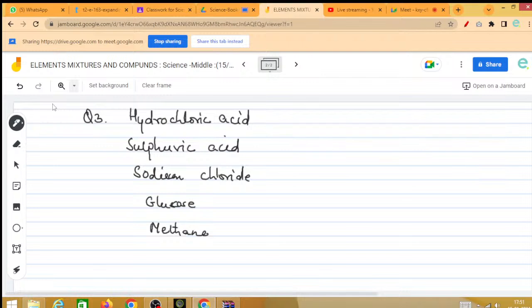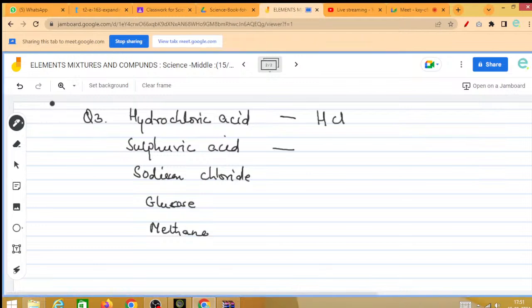Hydrogen plus chlorine, HCl. Sulfuric acid: 2 atoms of hydrogen plus sulfate, SO4. Sodium chloride: sodium plus chlorine, 1 atom of sodium, 1 of chlorine, so sodium chloride. Glucose: 6 atoms of carbon, 12 atoms of hydrogen, 6 atoms of oxygen. Methane: 1 atom of carbon and 4 atoms of hydrogen. This is methane. Okay?